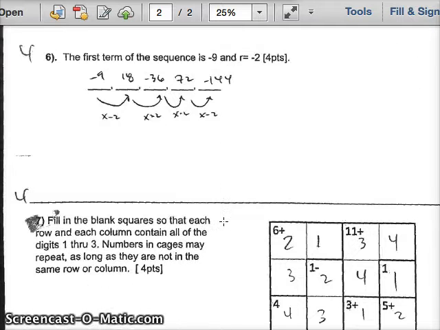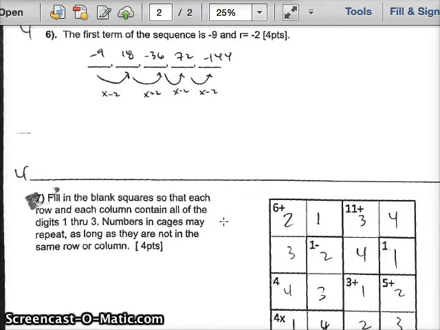And question number 7. This is a Ken-Ken. Same idea with Sudoku. Fill in the blank squares so that each row and each column contain the numbers 1 to 4. Numbers in cages may repeat as long as they are not in the same row. If you guys haven't seen this pattern, let's see if this works.